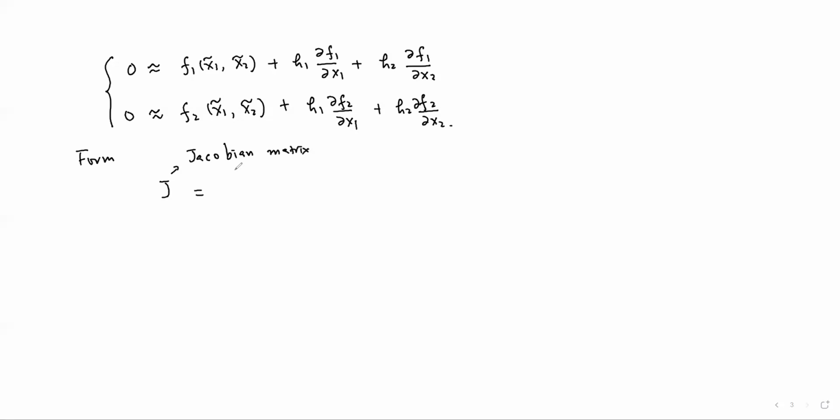Let me form this matrix. The 1-1 entry is partial f1 partial x1. The 1-2 entry is partial f1 partial x2. Then this is partial f2 partial x1, partial f2 partial x2. Of course, after we compute the derivatives, plug in the point. Which point? This point, x1 tilde, x2 tilde. Okay.